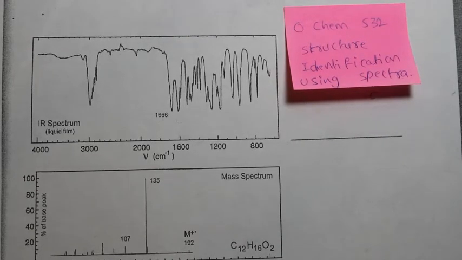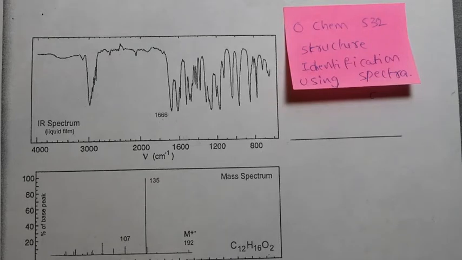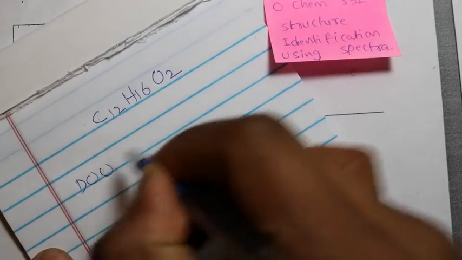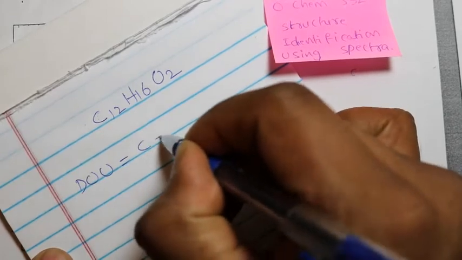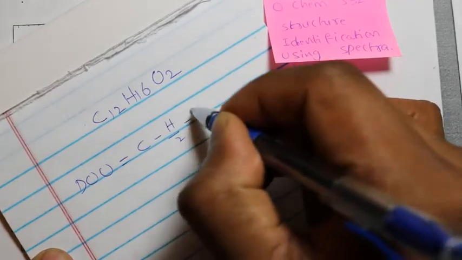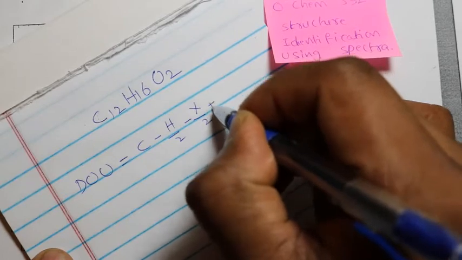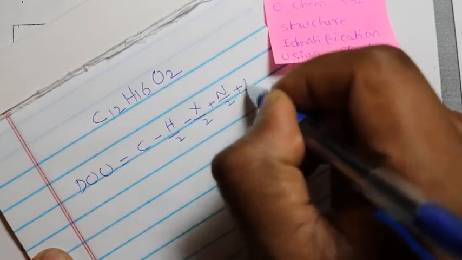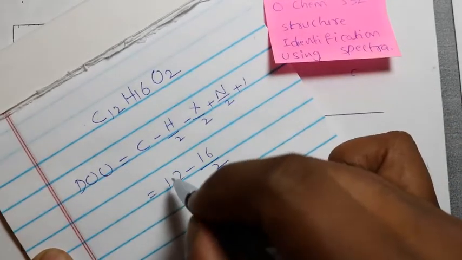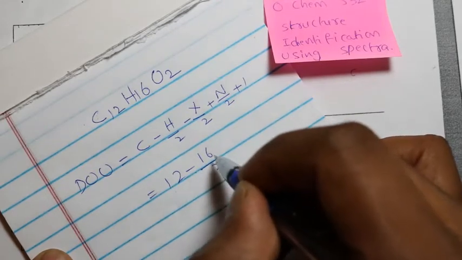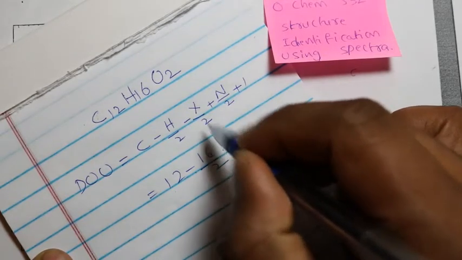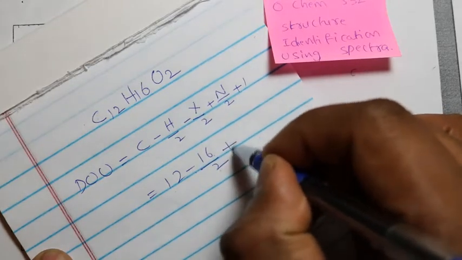In this video, we'll learn how to predict the chemical structure of any compound for all the spectral data given. First, you need to calculate degree of unsaturation. The formula is the number of carbons plus 1, minus the number of hydrogens over 2, minus the number of halogens over 2, plus the number of nitrogens over 2. So it's 12 minus 16 over 2. We don't have any halogens or nitrogens, so plus 1.